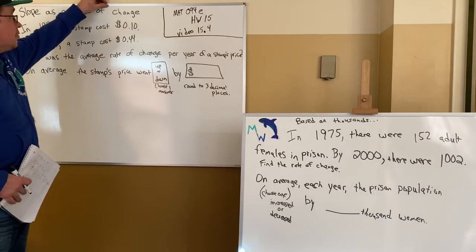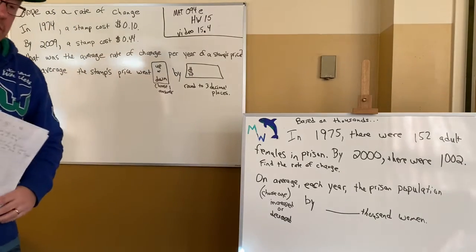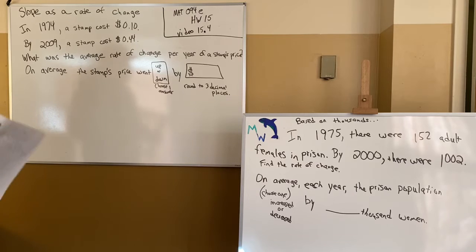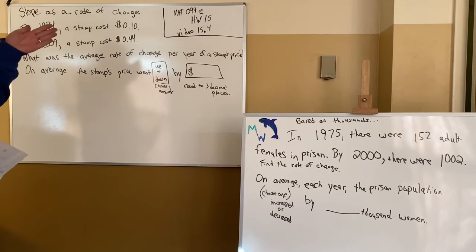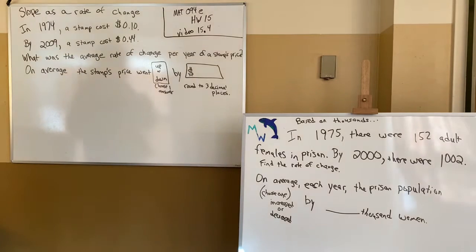So we're going to look here at two word problems, also known as applications, dealing with the rate of change. That's one thing that slope does. It tells you how much you go up over a certain amount of moving across, how much the numbers go up or down over a certain amount of time.